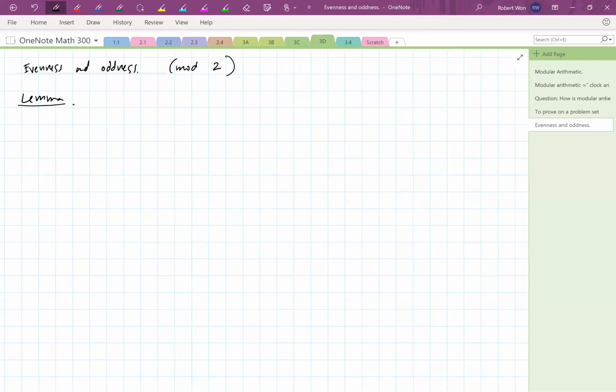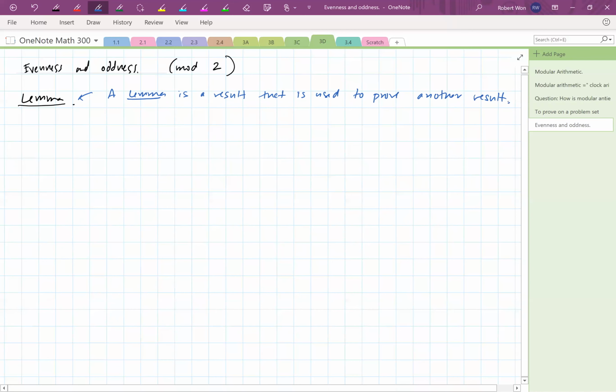So maybe no one has told you what a lemma means. So I guess that's my first job as your professor. A lemma is a result that is used to prove another result. To be honest, in mathematics, a lemma, a proposition, and a theorem all sort of mean the same thing, which is a mathematical result that is proven to be true.